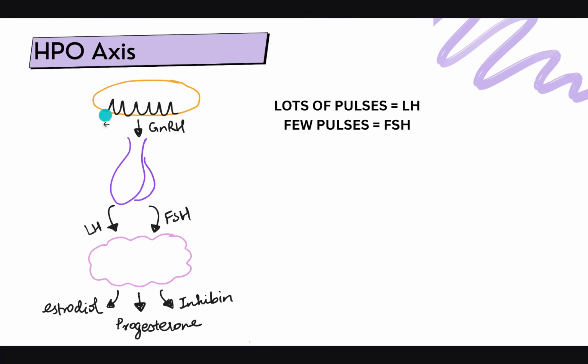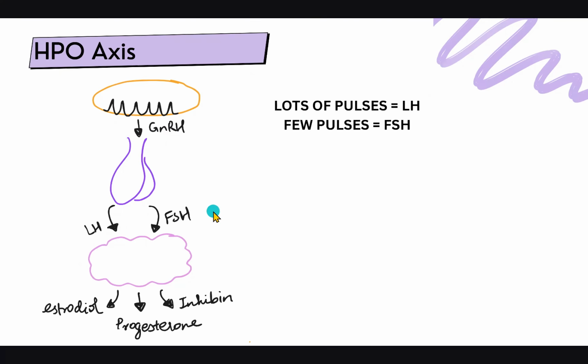Now, because of the pulsatile release of GnRH, this pulsatile release can stimulate the anterior pituitary to release two other hormones called luteinizing hormone or LH and follicle stimulating hormone or FSH. Depending on how fast or slow the GnRH pulses are, you can get either LH or FSH. If there are lots of pulses, or faster pulses, it's luteinizing hormone that's released, and if there are fewer or slow pulses, FSH is released.